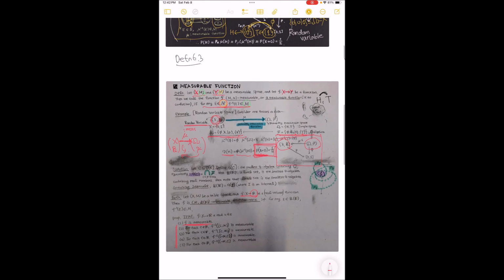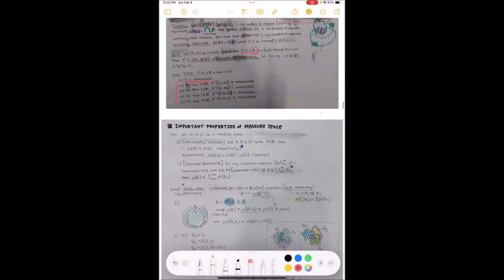I cannot cover everything of measure theory, but it is very important in this lecture to define the later definition. What is an integral in a measure space? Okay. And we should notice the important properties of a measure space.